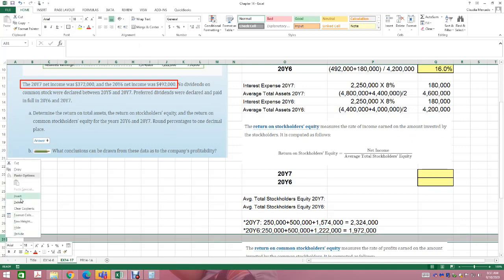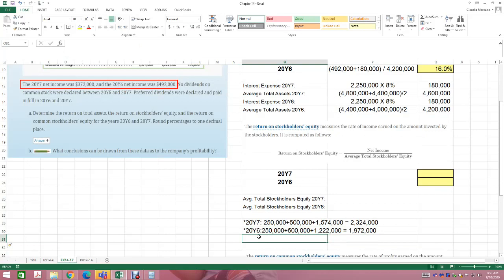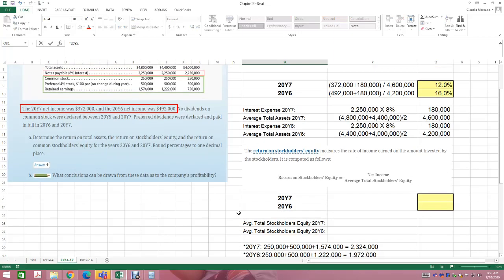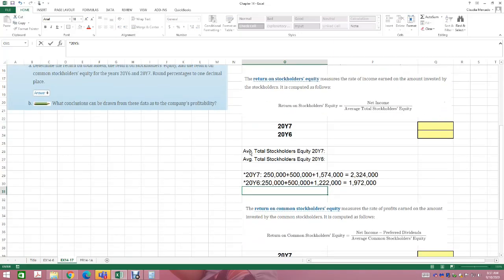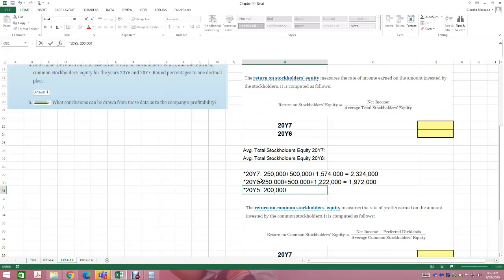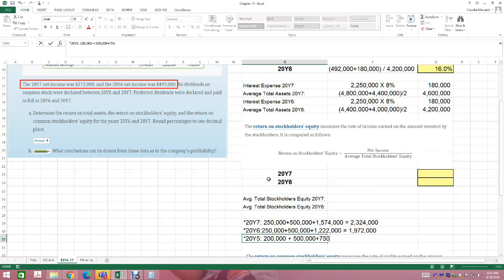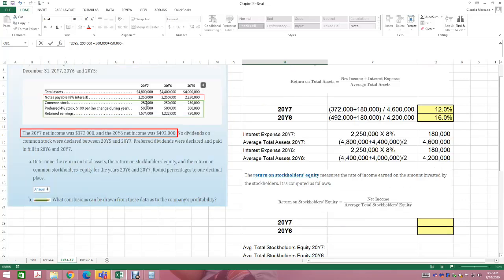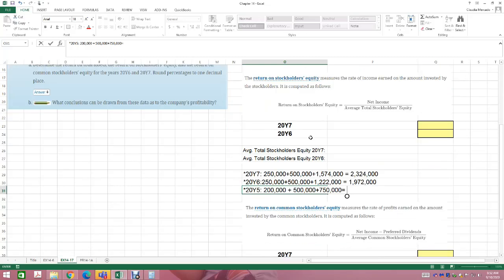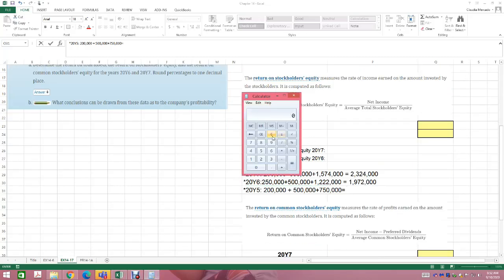Now, because we are getting averages, we are going to be needing my total stockholders' equity for each year. So we're going to be doing 20Y5. And for 20Y5, I've got 250, 500, and 750. So all I'm doing is I'm adding these three components for each of the years. That's all I'm doing right now. So it'll be 200 plus 500 plus 750. That gives me 1,450,000.